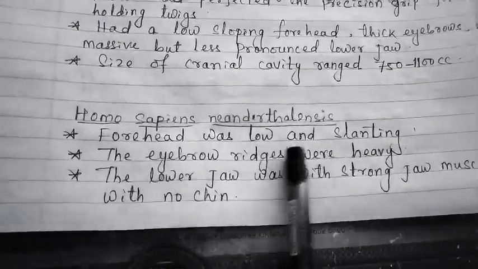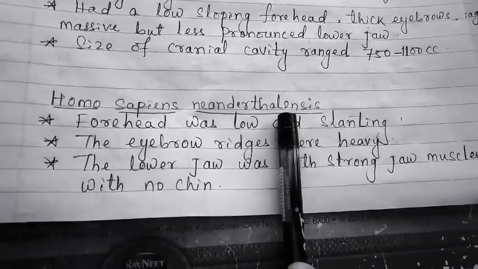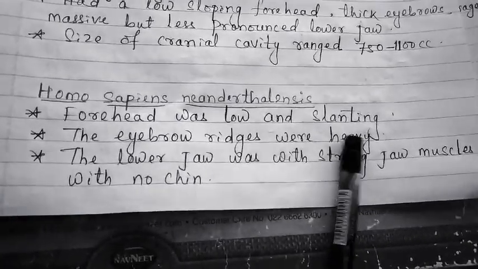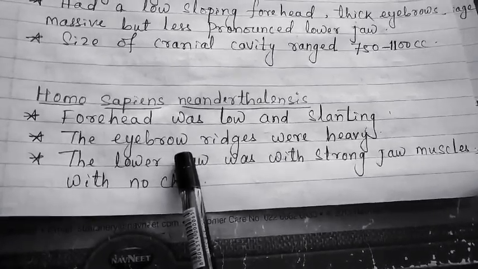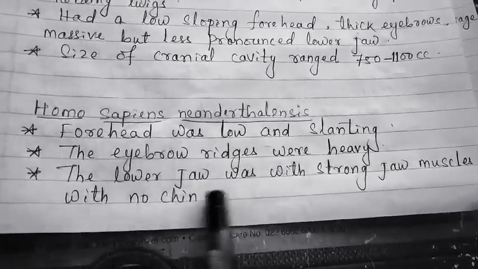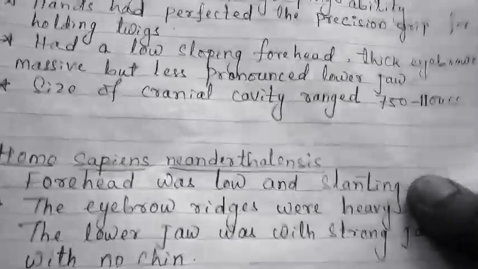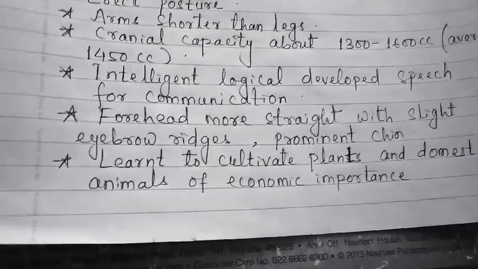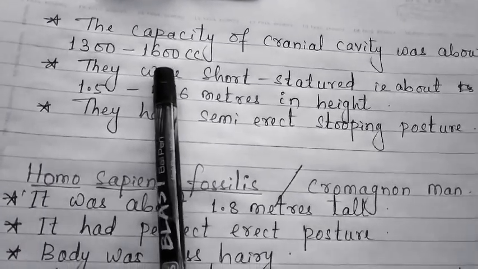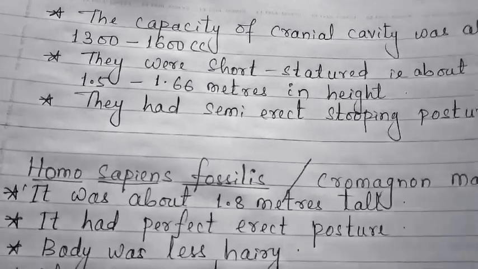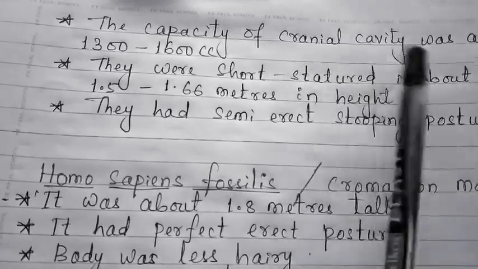Homo sapiens neanderthalensis, so we can also call it the Neanderthal man. The forehead was low and slanting. Eyebrow ridges were heavy, which means the eyebrow ridges were found a little outside of the eyes. The lower jaw had strong jaw muscles and did not have any chin. So with heavy jaws and without the chin, the face was prognathous. The capacity of the cranial cavity was about 1300 to 1600 cc, so we can write the range between 1300 to 1600 cc, or an average of 1450 cc.